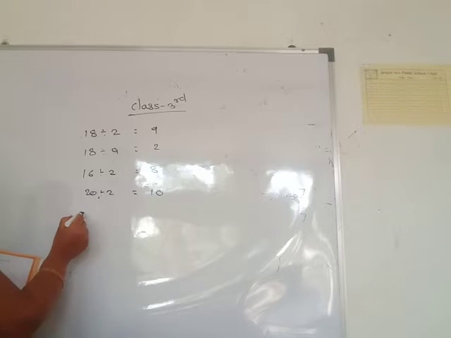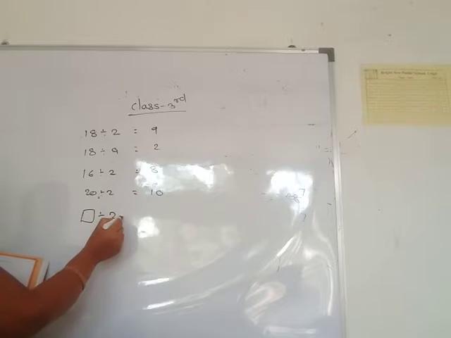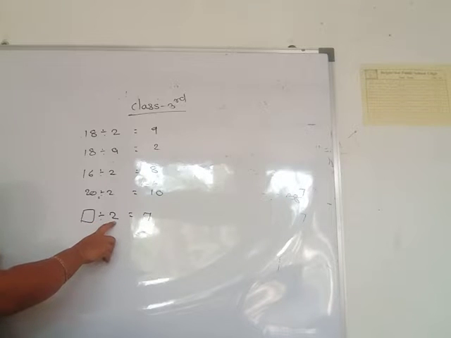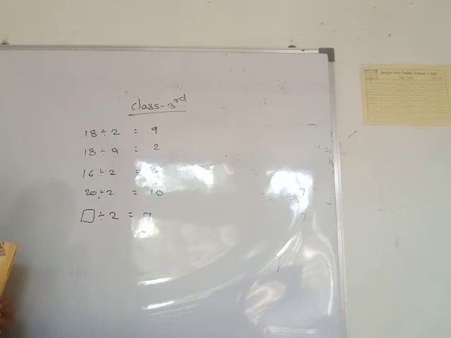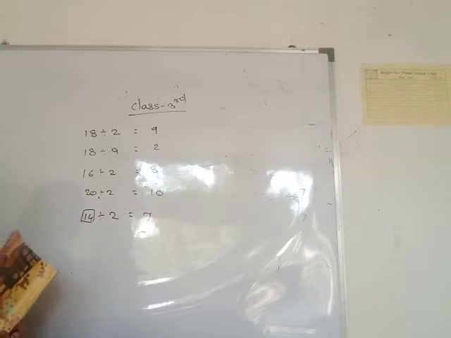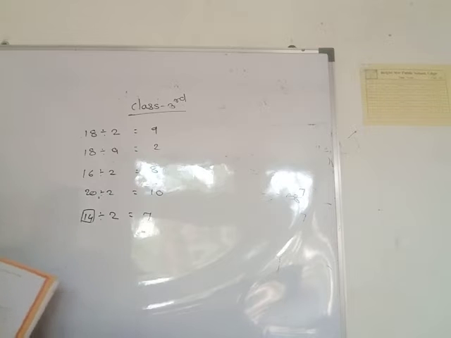Then here one box is given: box divided by 2 is equal to 7. See here, you do the division. Then you do the multiplication of these two numbers. 7 2s are 14. Then you write answer 14. 14 divided by 2 is equal to answer 7.